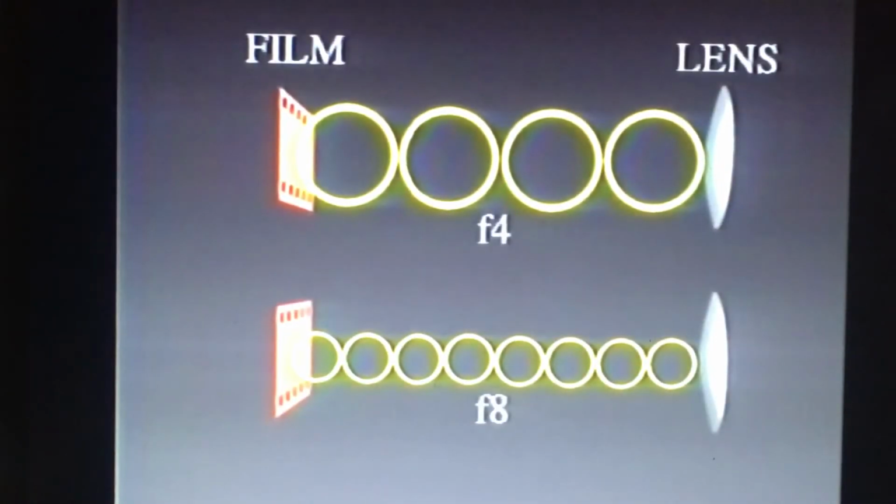f4 would fit in there 4 times. f8 would fit in there 8 times, and so on. And if we got an f-stop number that was fairly large, like f22, you'd see 22 little bitty diameters fitting within that distance from the center of the lens to the film plane.